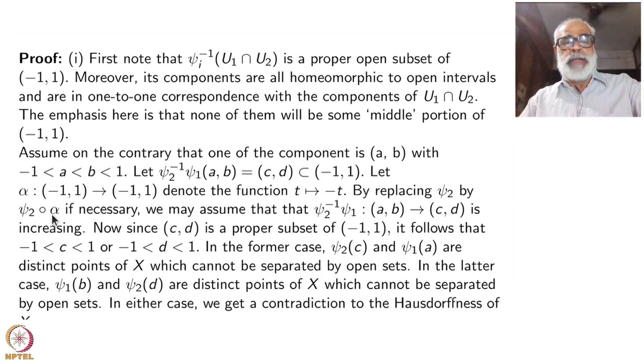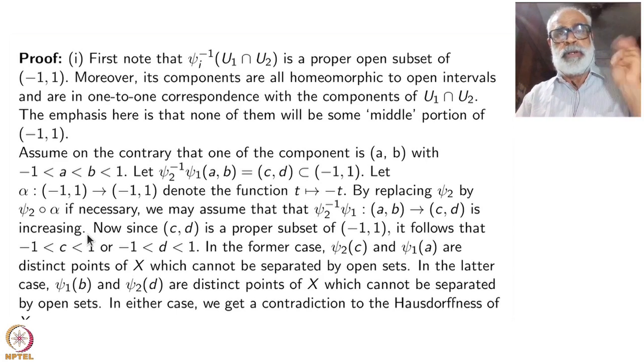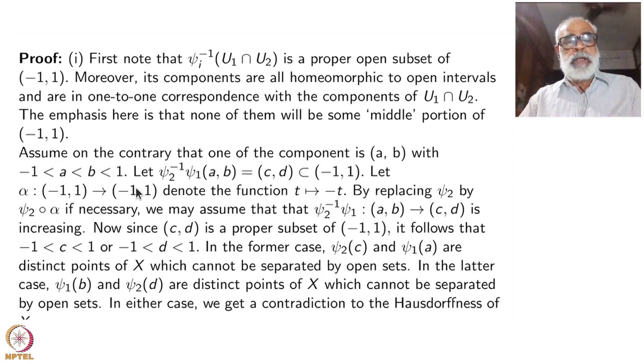Replacing psi 2 by psi 2 composite alpha, if necessary, I could have taken any other homeomorphism, right? So take psi 2 composite alpha instead of psi 2. We may assume that psi 2 inverse psi 1 from (a, b) to (c, d) is increasing, that is order preserving. If it's order reversing, I will do this. If it's preserving, I will not change it at all. Don't change it unnecessarily. It must be either increasing or decreasing, because there are only two possibilities for a homeomorphism of intervals to intervals.